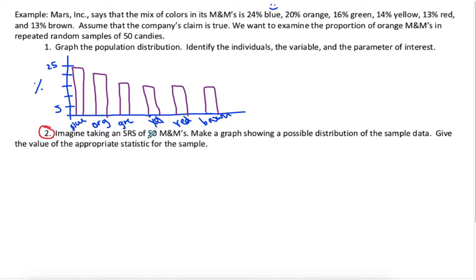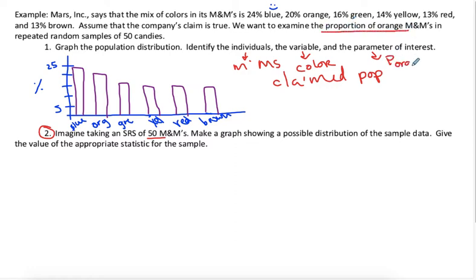All right, so now imagine taking an SRS of 50. All right, so this is the claimed population. The individuals are the M&Ms. The variable we're interested in is the color. The parameter that we're trying to measure, okay, so we're interested in finding the proportion of orange. So we're looking for the proportion, so P, and I'm just going to use a subscript of orange. But this is what's been claimed by Mars Incorporated. So they're saying this is what it should look like.